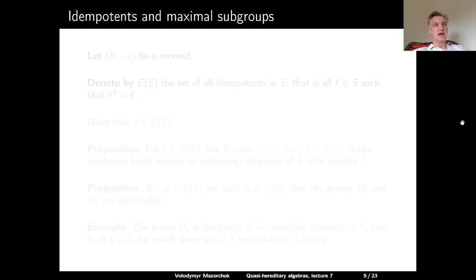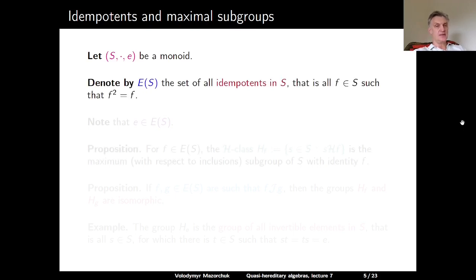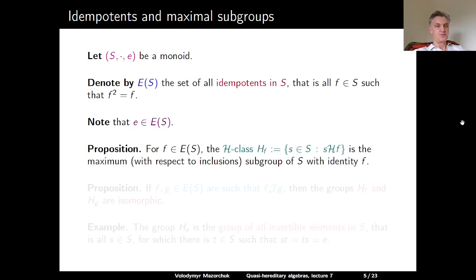Next, let us discuss idempotents and maximal subgroups in monoids. So let S be a monoid. Let us denote by E of S the set of all idempotents in S, that is, of all elements F in S such that F squared is equal to F. Please note that the identity element E is an idempotent, so it belongs to E of S.